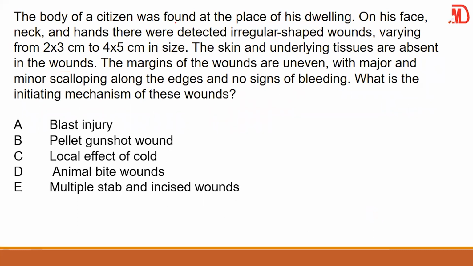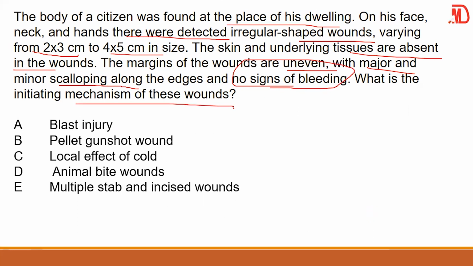The body of a citizen was found at the place of his dwelling. On his face, neck, and hands, there were detected irregularly shaped wounds of varying sizes. The skin and underlying tissues are absent in the wounds. The margins of the wounds are uneven, with major and minor scalloping along the edges and no signs of bleeding. What is the initiating mechanism of these wounds?